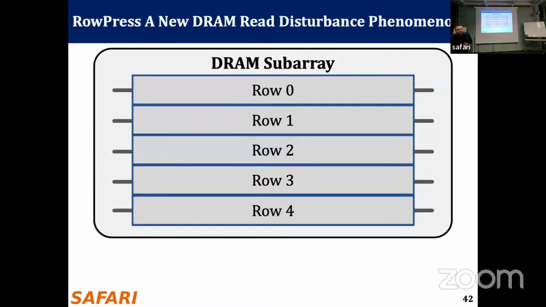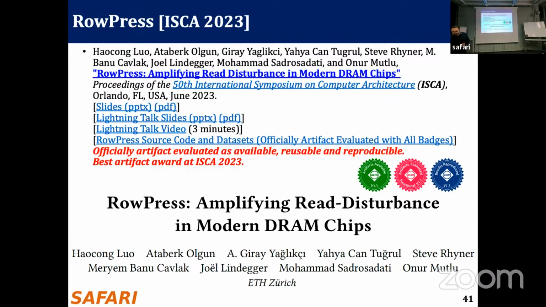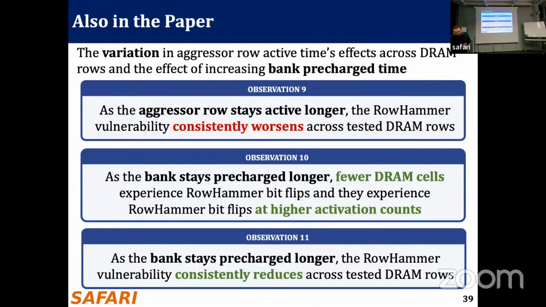Wait, don't go yet. Can you go back? I'm still trying to parse these observations. This is all about the previous effect that you showed. So the first one is about the previous one. So okay, but the other ones are? It's the opposite access pattern. You keep the row closed for a longer time. Okay, I see. So it's not surprising, compared to the previous observation. Yes, they agree with each other.